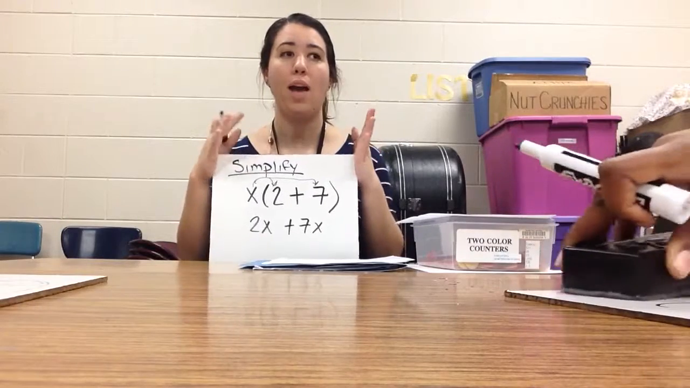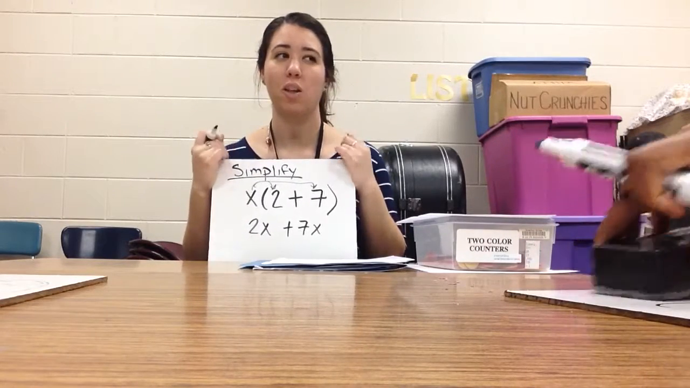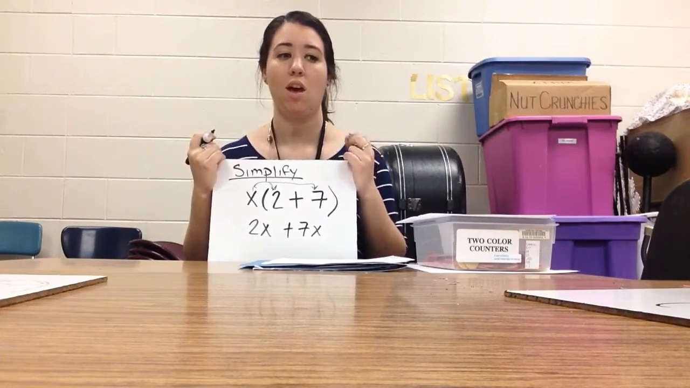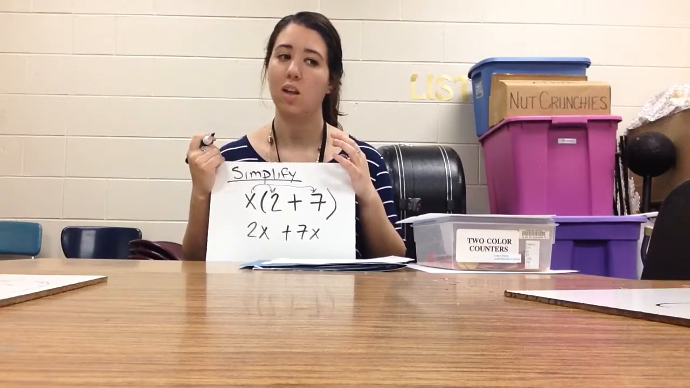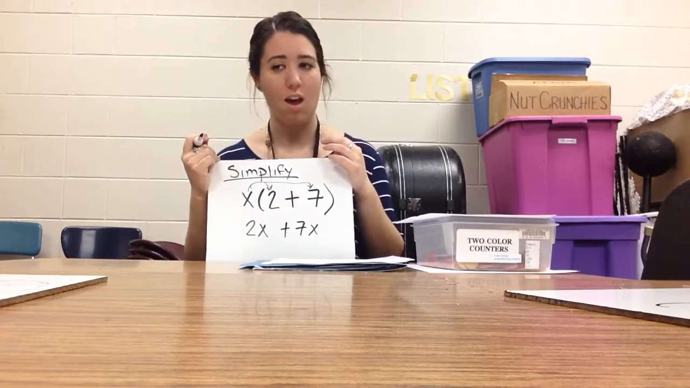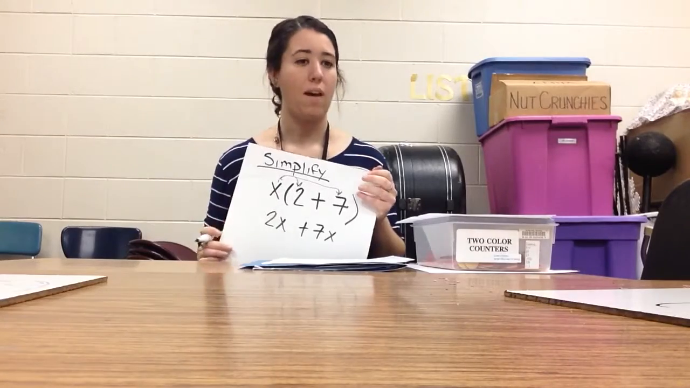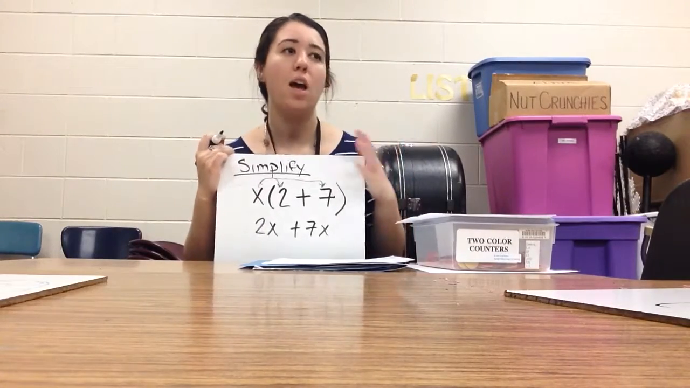Okay, so now that we've distributed and we have 2x plus 7x, what happens now? We have to combine like terms. Have you heard that before? Yeah. So you add 7x and 2x. Nice. Okay. Does that make sense to you? Okay. Let's try another one.